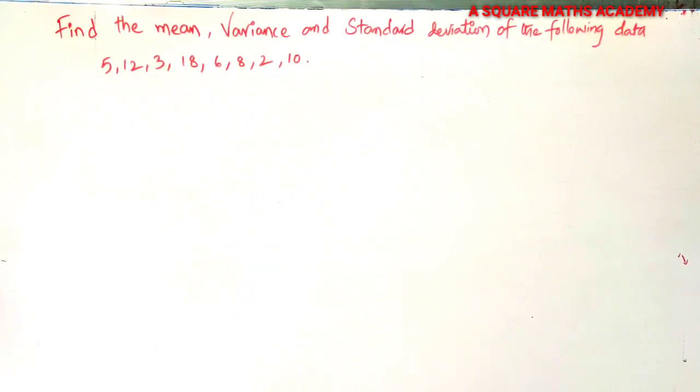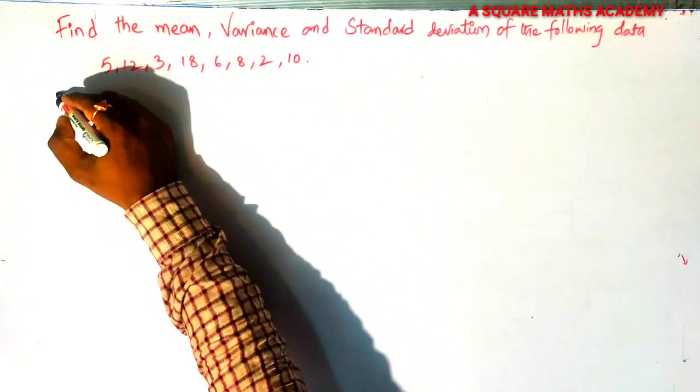Right, next question. Find the mean, variance and standard deviation of the following data: 5, 12, 5, 12, 3, 18, 6, 8, 2 and 10. So this is the given data. See here.